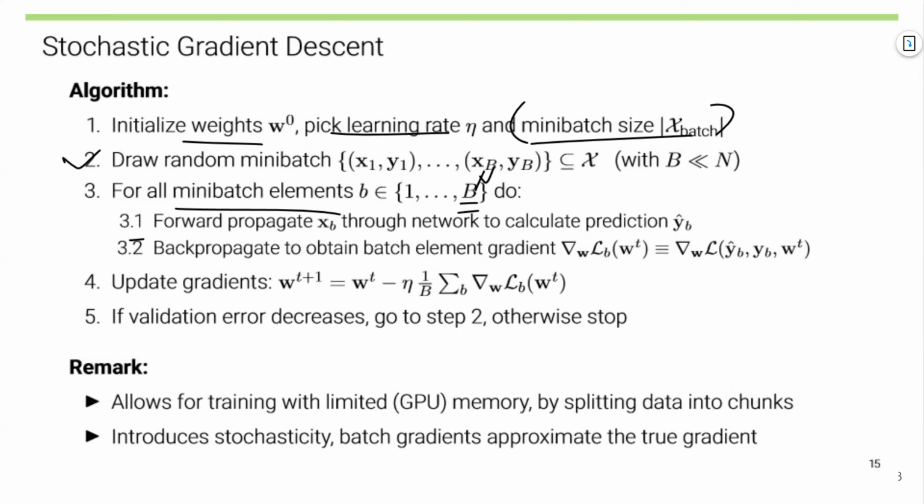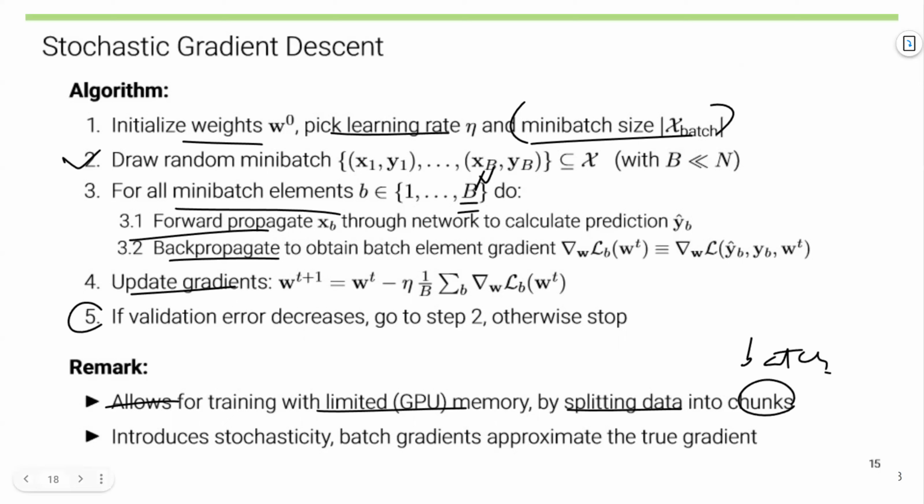We do forward propagation, calculate the loss, do backpropagation, and update the parameters using our gradient. The fifth step is the same as before. This allows for training with limited memory, GPU memory, by splitting data into chunks called batches. And it introduces stochasticity. Batch gradients approximate the true gradient.